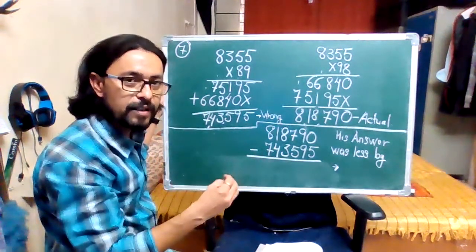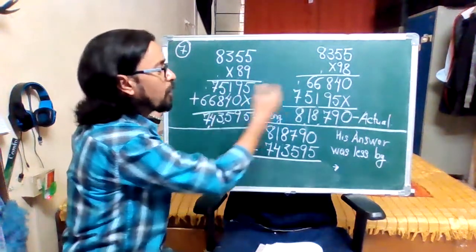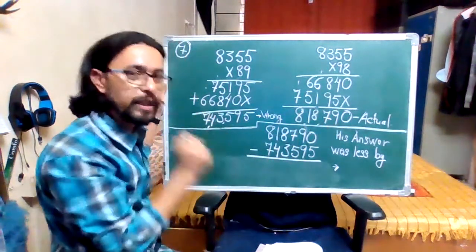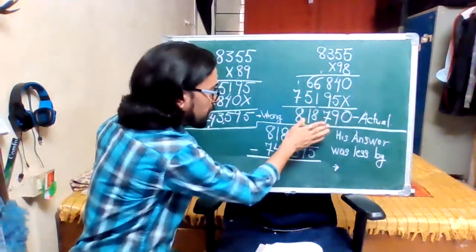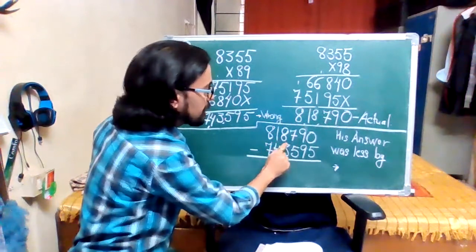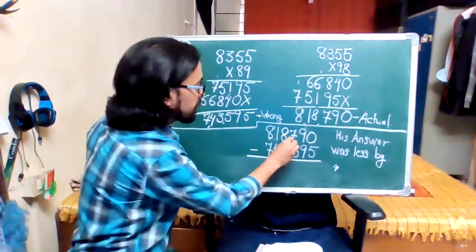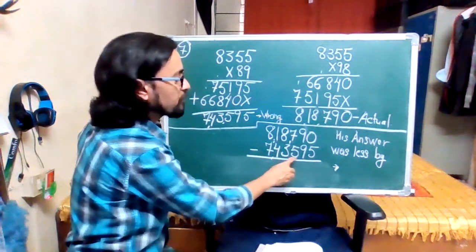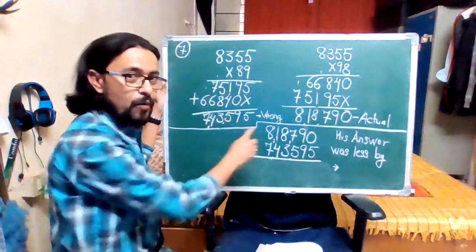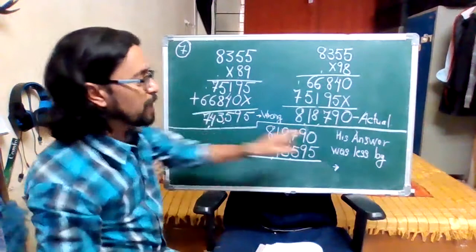the difference of the answer that he got from the actual answer that he should have got. So I take the actual number, that is 8,18,790, and from that I will subtract 7,43,595. When I subtract this, I will get an answer, and that should go in my final statement.